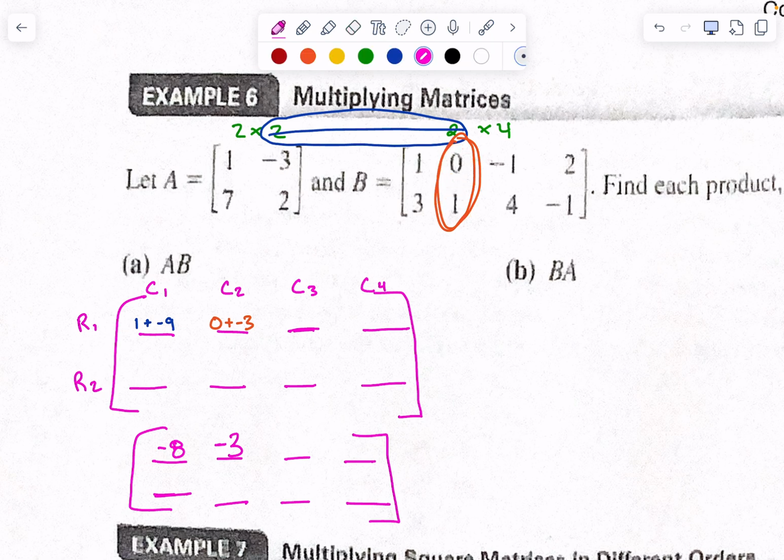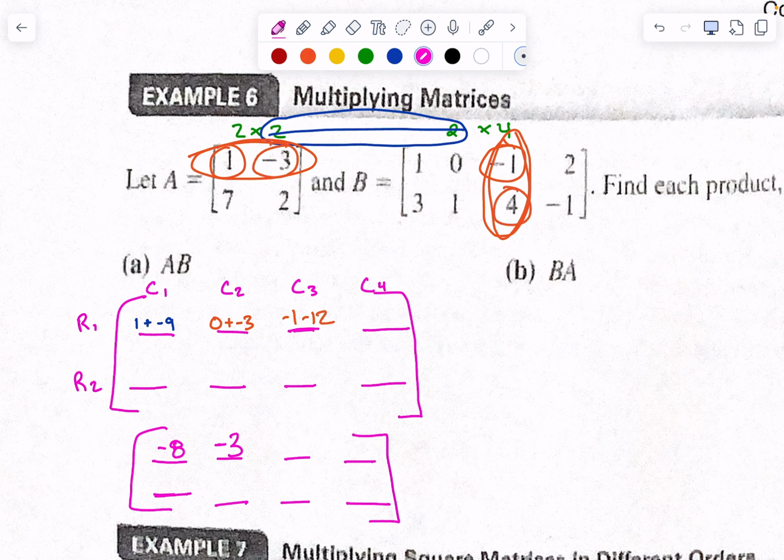Okay, now I'm going to go to the next one. I'm going to take row 1 times column 3. So I'm going to take 1 times negative 1, which is negative 1. I'm going to take negative 3 times 4, which is negative 12. So in that cell goes negative 13. Yeah? Okay.